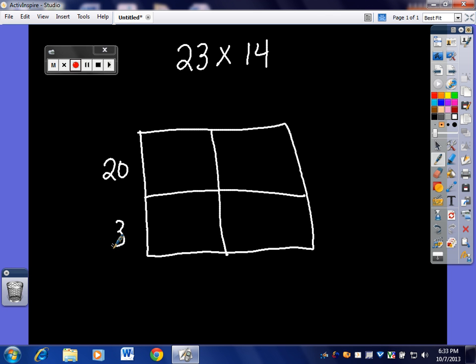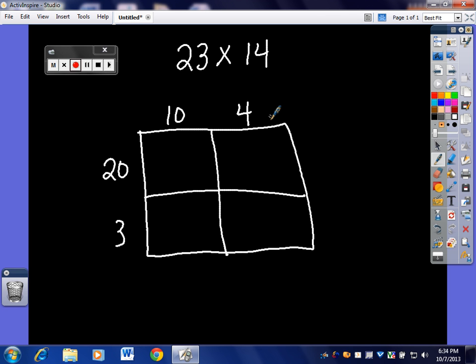Alright, now we've got to do the same thing with 14. If we were to split 14 up into expanded form, what two numbers would it be? Excellent. It would be 10 and 4. Okay, so now all we have to do is multiply the numbers on the side by the numbers at the top, and we are going to put these products in the squares inside our box.